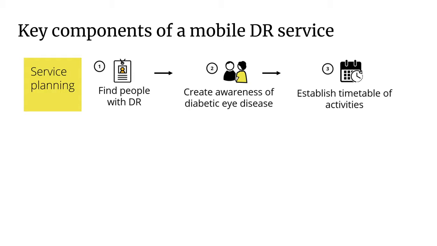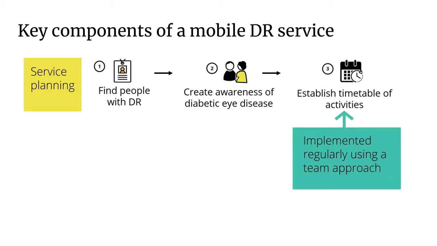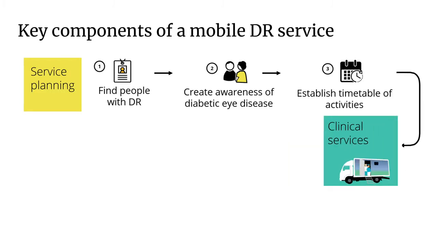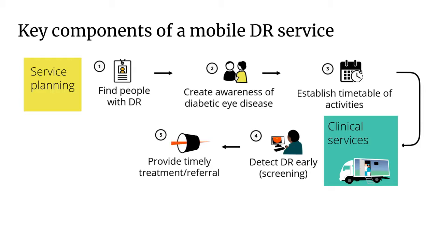3. Establish a clear timetable of activities which are implemented regularly and use a team approach to service provision. Deliver a range of clinical services. 4. Establish early detection of DR through screening services. 5. Provide timely, relevant treatment or referral of patients who can't be treated at the mobile service. And 6. Establish a follow-up service such as repeat screening or follow-up after treatment.